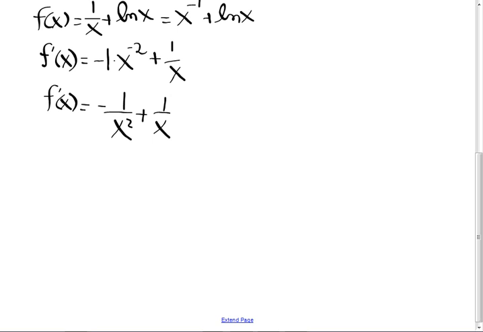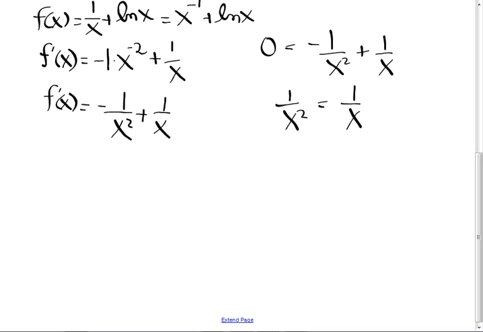Okay, Colin? Now what am I going to do? I want to see where this is 0. Can you just look at that and tell me where that's 0? Should you guess and check? Okay, say we can't do guess and check. Let's add this to both sides. This is where the problem's going to be. Now what do we do? Cross multiply. So x equals x squared. And I can't square root it. That's not going to work for me very well.